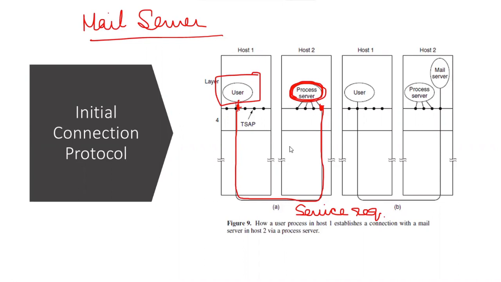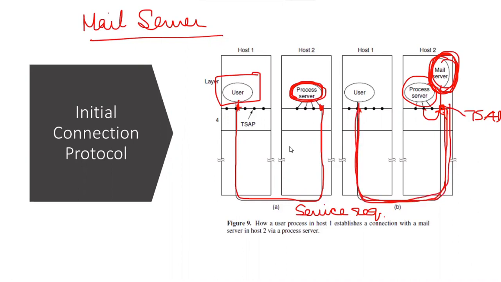So what will this process server do? The process server will create a process, will wake up this process, the mail server. It will create this mail server process, attach that mail server process to a TSAP, and then hand over this connection to the mail server. So now the user is connected. First, it was connected to the process server. Then the process server created this mail server and handed over this connection to the mail server. So now the user process has a connection with the mail server process. So this makes the process more efficient.